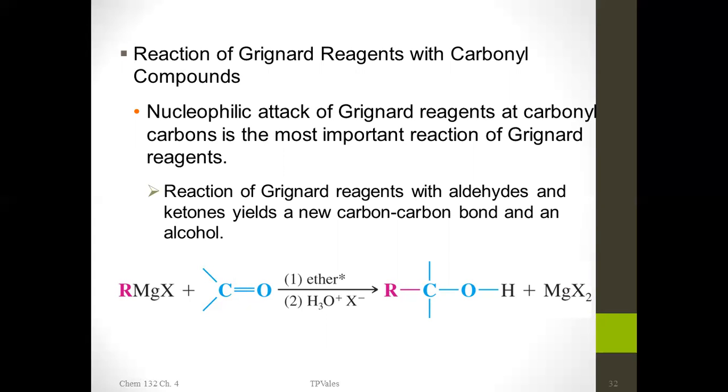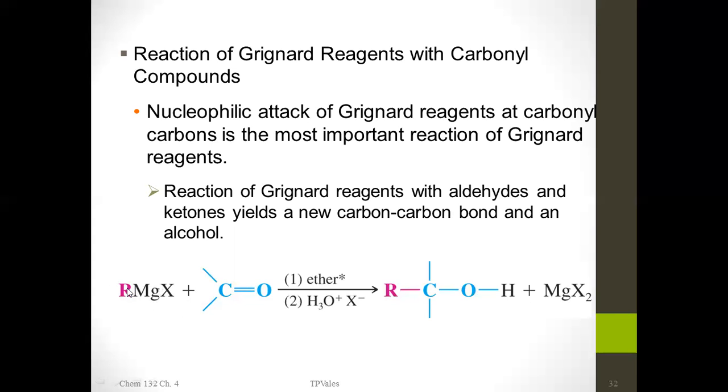Like chromium earlier, which was induced to be partially positive, here you have your magnesium partially positive. And of course, the electrons are pulled more by the alkyl or the halide, but between the alkyl and the halide, you get more electron density from the alkyl. So the nucleophile, your source of nucleophile, is the R group from your alkyl halide, from your Grignard reagent.